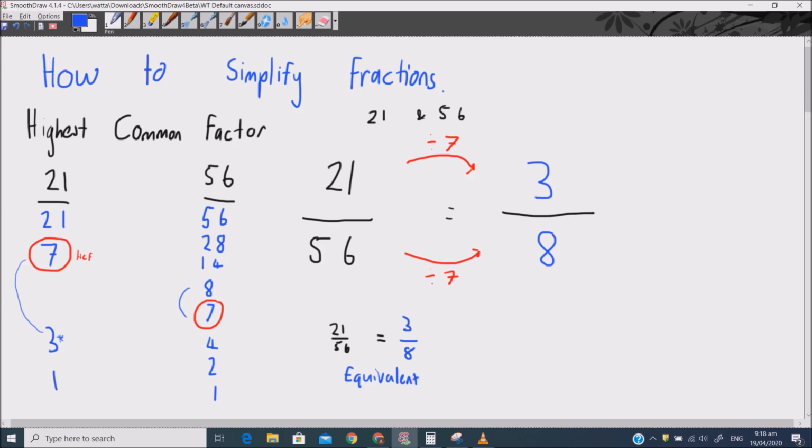These are equivalent fractions. They're the same amount. They're written differently, but they mean the same amount, except 3 over 8 is the simplest one that we can possibly write. Right, and we know we can't go any further with 3 over 8, because 3 and 8, the highest common factor is 1. They have no highest common factor apart from 1, which is trivial, doesn't help at all.